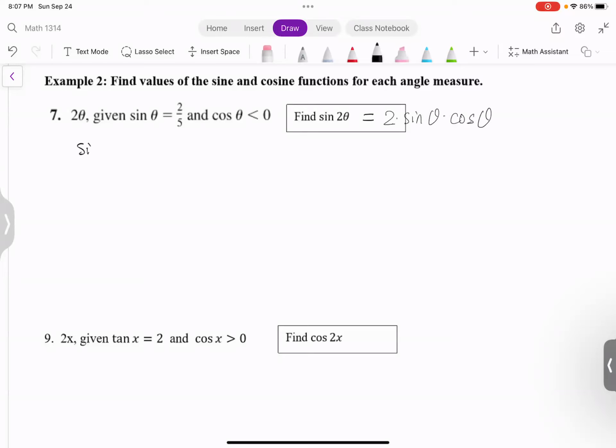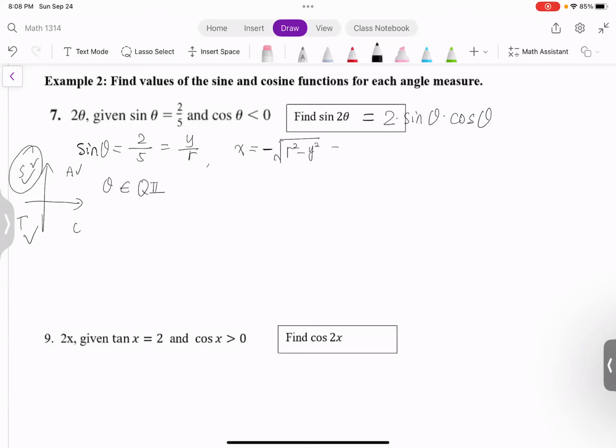We can assume that sine theta equals 2/5 is y over r, and we are looking for the value of x. Is x positive or negative? I don't know, but here it is given that cosine theta is negative. If cosine is negative and sine is positive, where is my theta? Sine theta positive, ASTC, is in quadrants 1 and 2, and cosine negative is in quadrants 2 and 3. Quadrant 2 satisfies both conditions, so theta is in quadrant 2. In quadrant 2, x is negative, so it is negative square root of r squared minus y squared. From this step, I assume that y equals 2 and r equals 5.